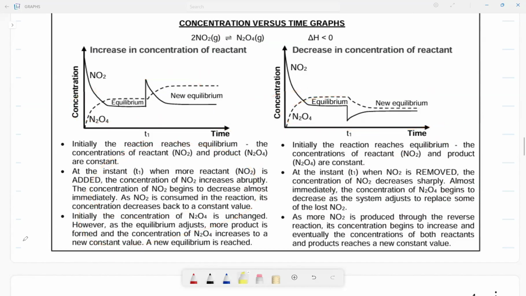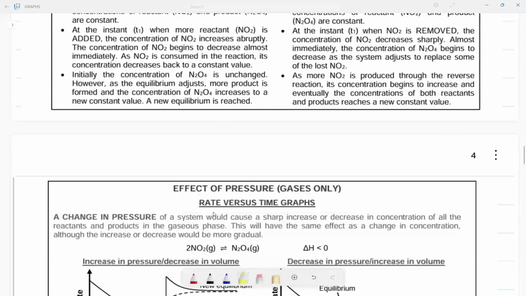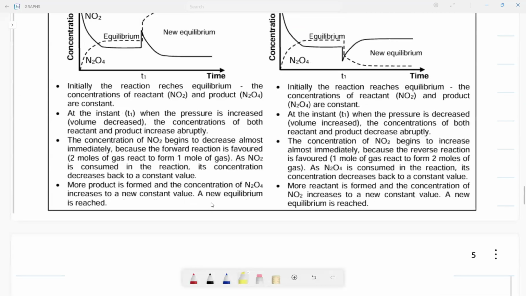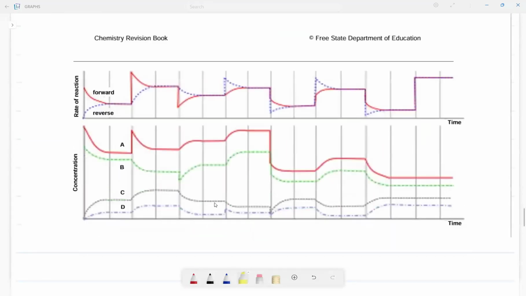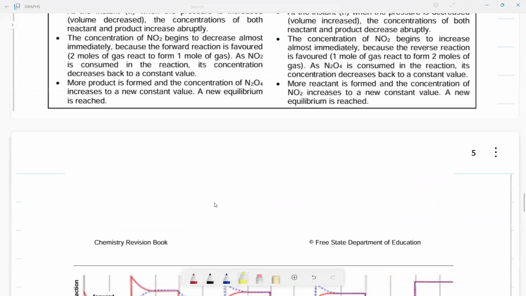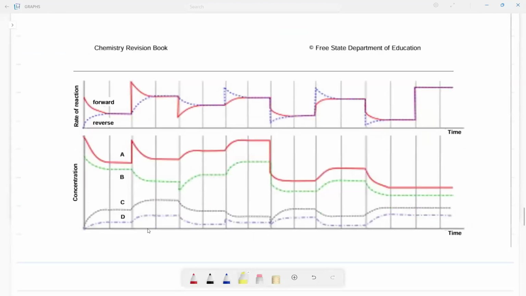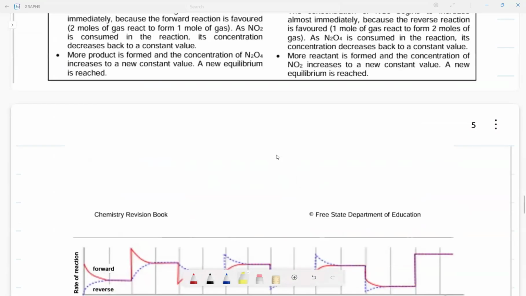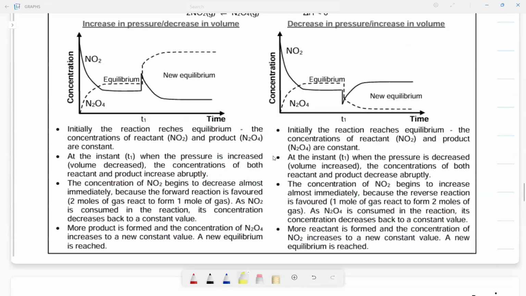Now let's look at our last graph, which is our pressure graph. This one will be a nice example. I want us to discuss which change occurred in those time intervals.